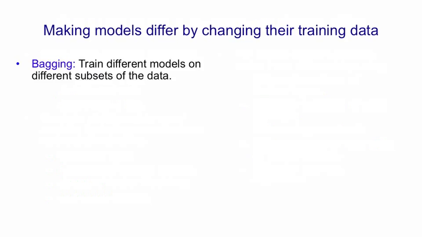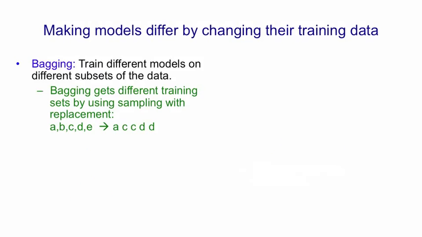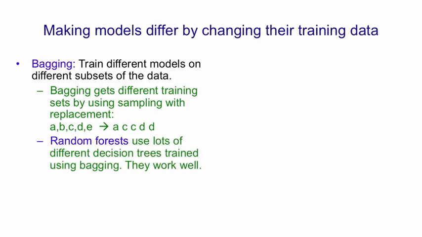So there's a method introduced by Leo Breiman called bagging, where you train different models on different subsets of the data, and you get these subsets by sampling the training set with replacement. So we sampled a training set that had examples A, B, C, D, and E, and we got 5 examples, but we'll have some missing and some duplicated. And we train one of our models on that particular training set. This is done in a method called random forests that uses bagging with decision trees, which Leo Breiman was also involved in inventing. And when you train decision trees with bagging and then average them together, they work much better than single decision trees by themselves.